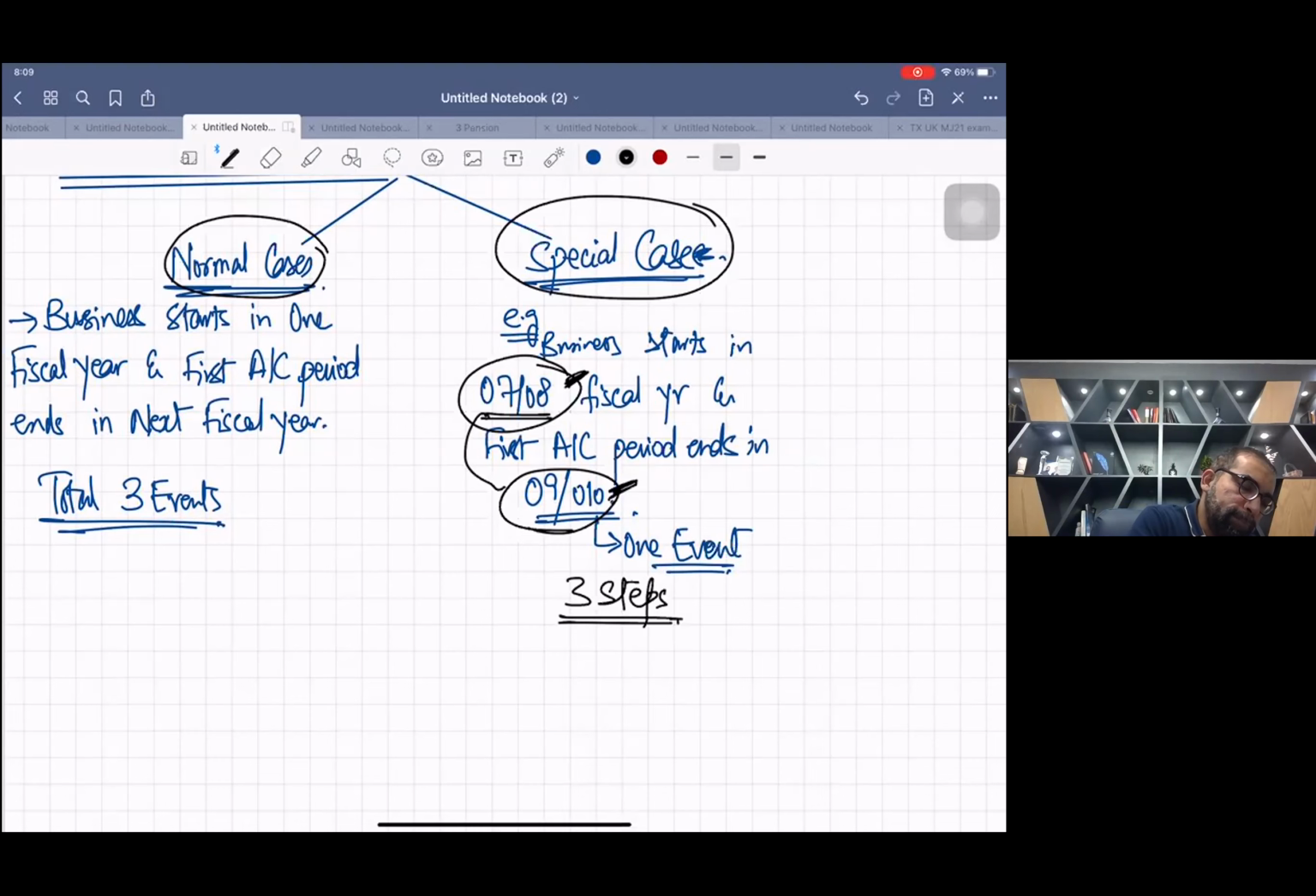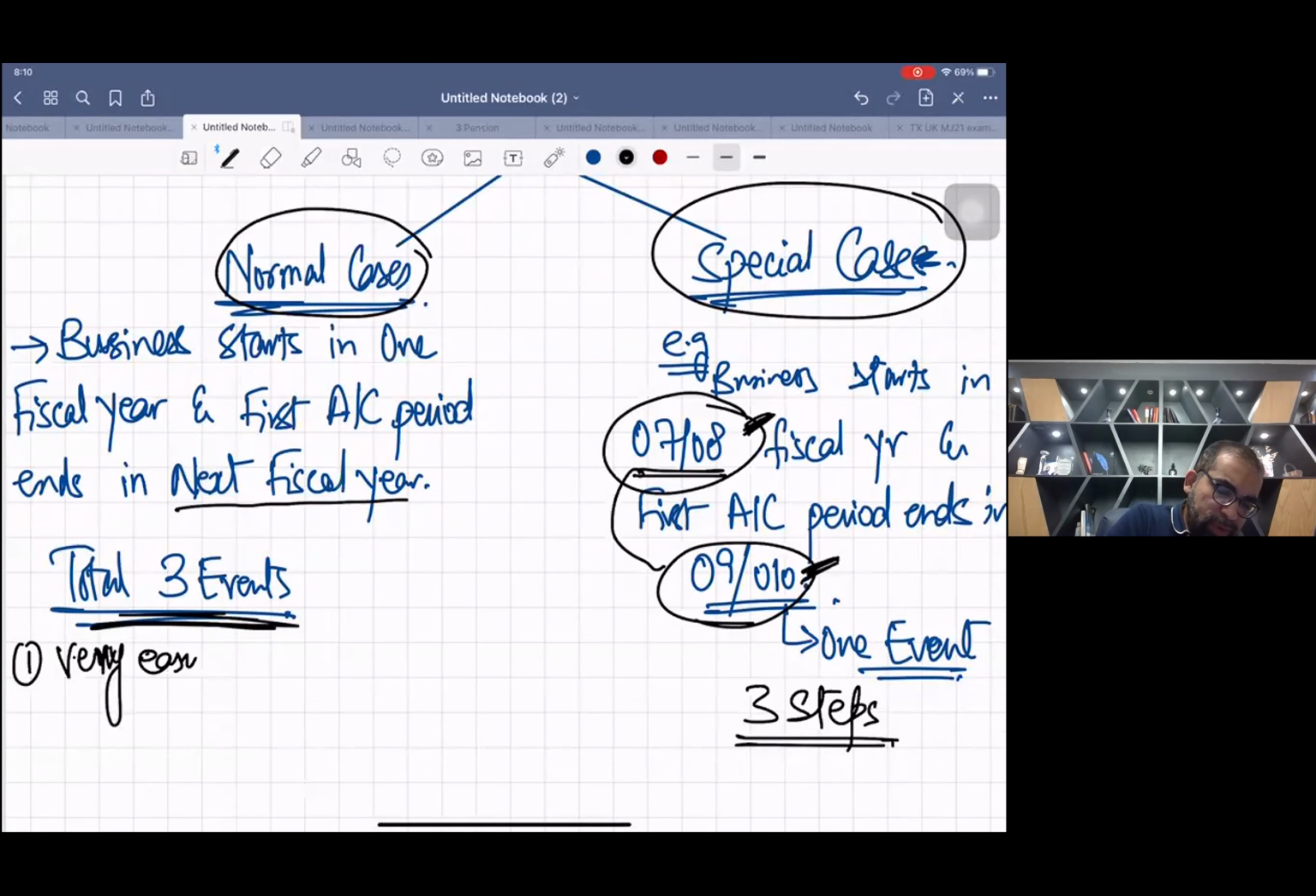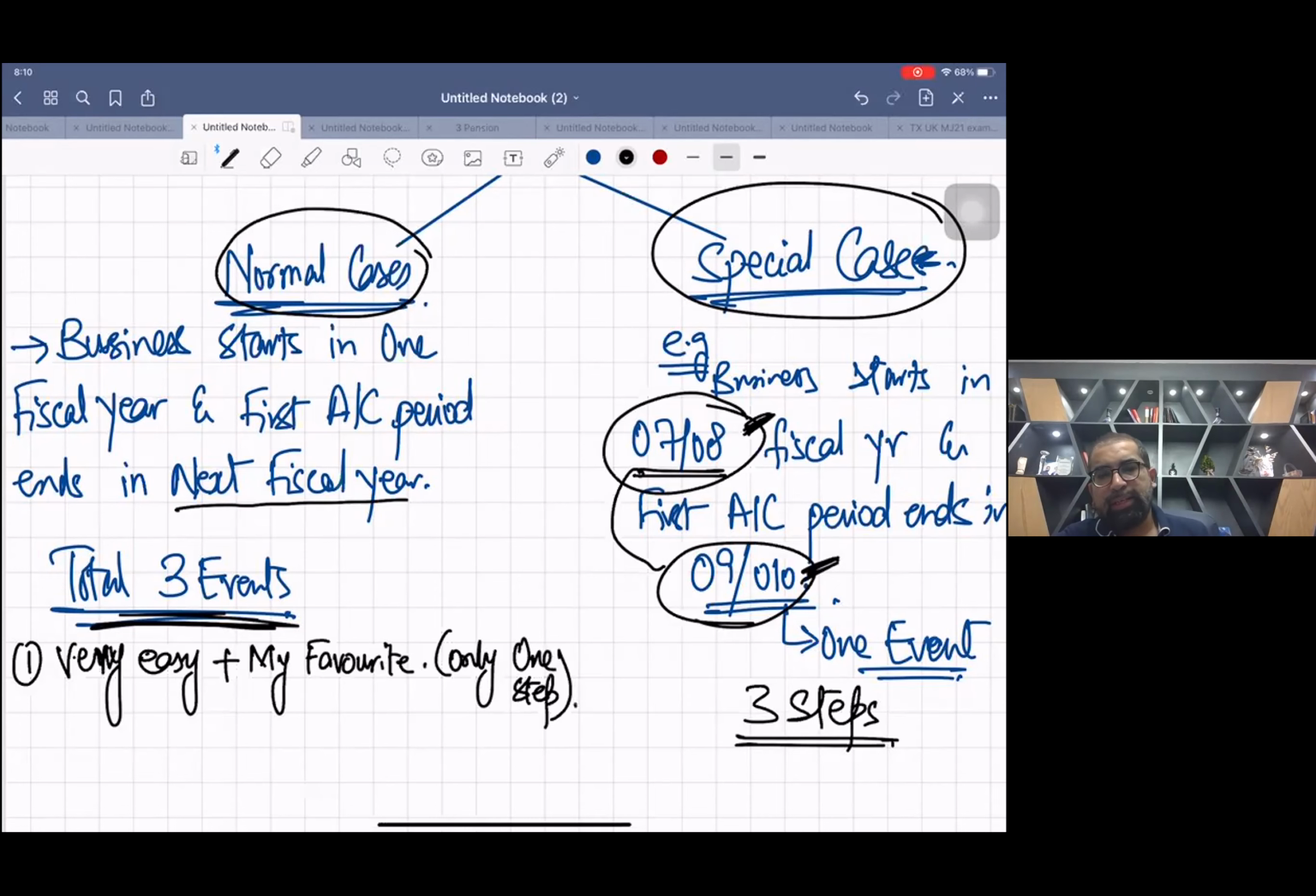And now the normal cases. What happens in normal cases? Normally the business starts in one fiscal year and the first accounting period ends in the next fiscal year. For these normal cases there are three events. The first is very easy, plus my favorite. Only one step in it. Very easy. What is that step?